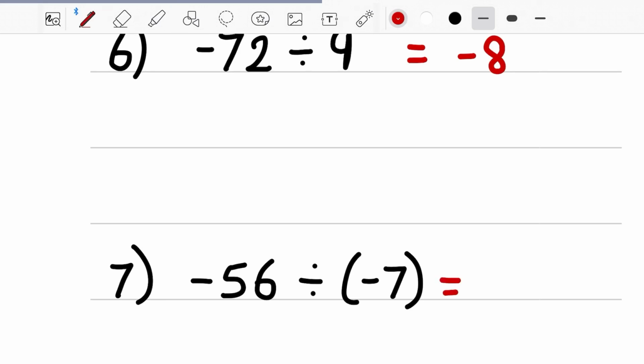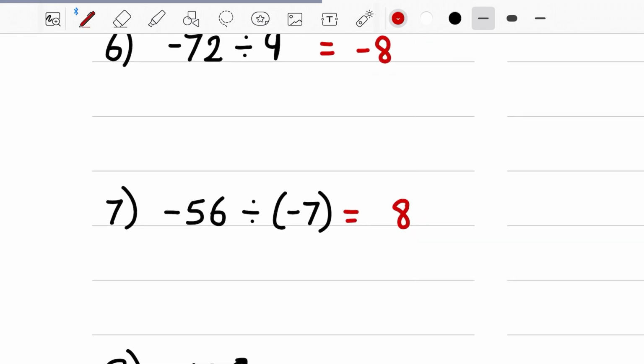Question 7, we have -56 divided by -7. So 56 divided by 7 is 8. -56 is negative, and -7 is also negative. So your answer is positive. It remains positive.